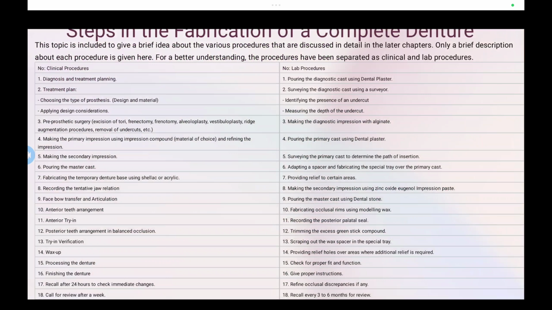Now, after taking the primary impression, we will go to the lab procedure, as we will pour the diagnostic cast using dental plaster. Dental plaster means POP. Mostly we prepare the diagnostic cast by POP. Now after that we will survey the diagnostic cast using a surveyor. We will discuss the surveyor in upcoming lectures. A surveyor is an instrument which is used to survey the cast for any undercuts and defects, identifying the presence of undercuts and measuring the depth of the undercut.